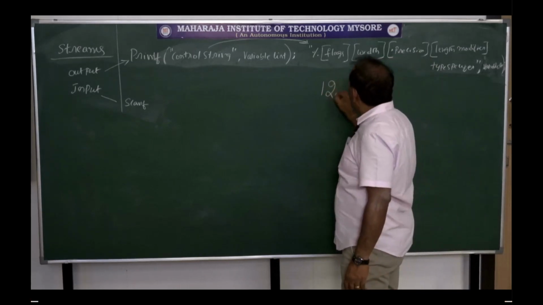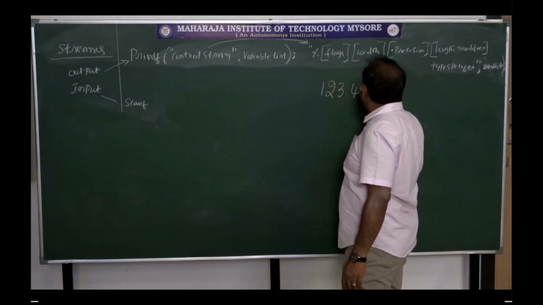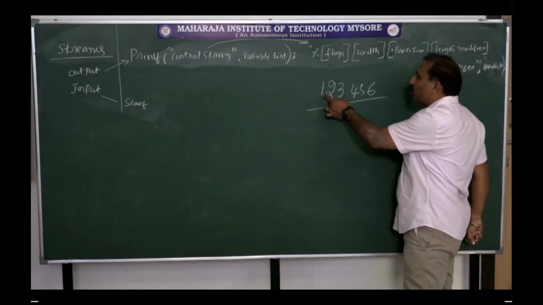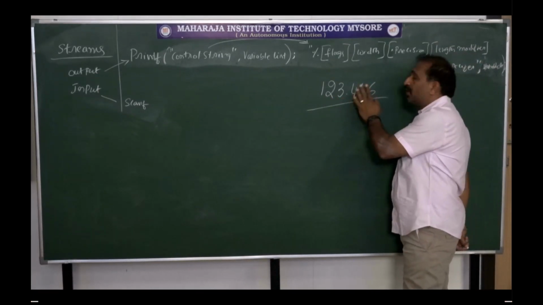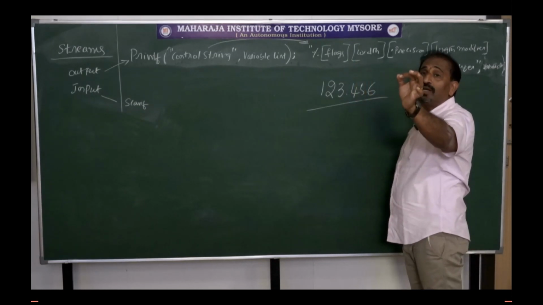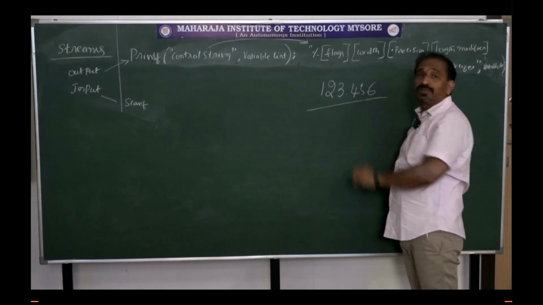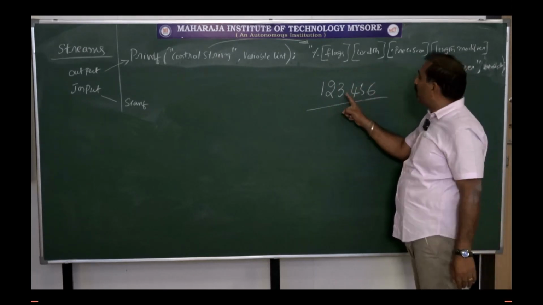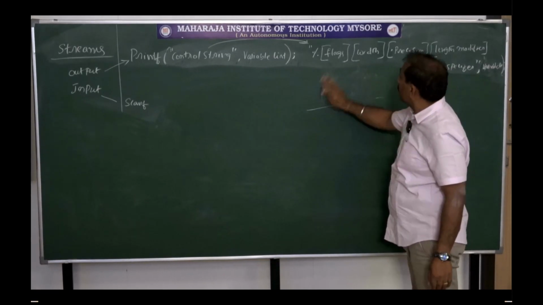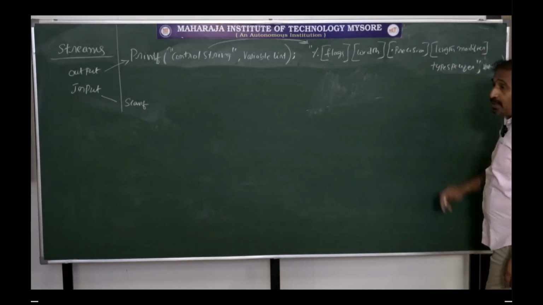Dot precision means, after the decimal point, if you are printing a real number, for example 123.456, I would like to display this as 123.4, leaving out these two digits. I am writing only one digit after the decimal point. So you can use precision like this.